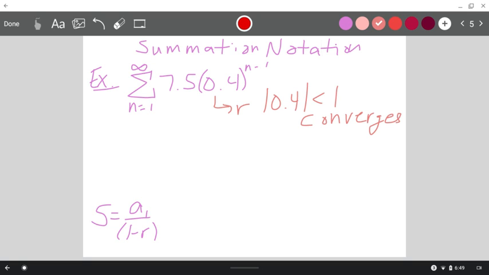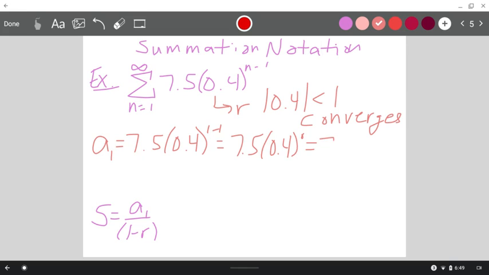And we can keep going. A1 then would be whatever you get when you put a 1 in for the n. 7.5 times 0.4 to the 1 minus 1. 7.5 times 0.4 to the 0. Anything to the 0 power is 1. So it's just going to be 7.5. Filling in our formula then, we've got 7.5 over 1 minus 0.4. Now this one is already decimals, so we can just keep it decimals, and you get 12.5.